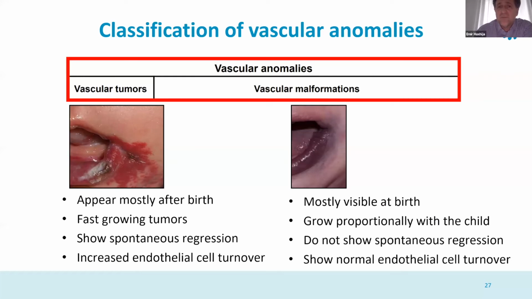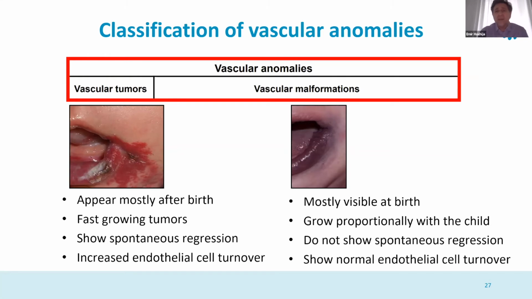turnover, while the vascular malformation is mostly visible at birth if it is on the surface of the body. If it is intramuscular or intra-abdominal, you will not see it, but maybe it will make problems during growth or adolescence. But the vascular malformation will grow proportionally with the child, unless it is again a special vascular malformation with localized intravascular coagulation, and then it will grow more. But the vascular malformations do not show spontaneous regression, and they show normal endothelial cell turnover.